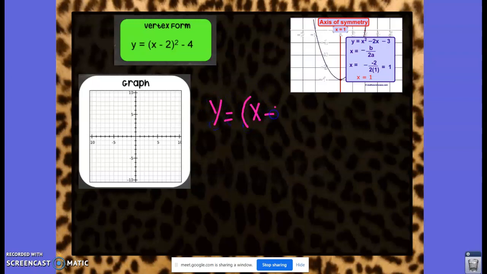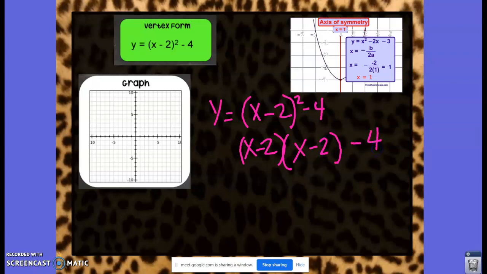multiplying that binomial and then solving it. So x minus 2 times x minus 2, you can use the FOIL method, you can use the box method, you can use whichever one you prefer. I believe last time I used the box method, so this time I'm just going to use FOIL. First times the first, outer times the outer, inner times the inner, and then last times the last.